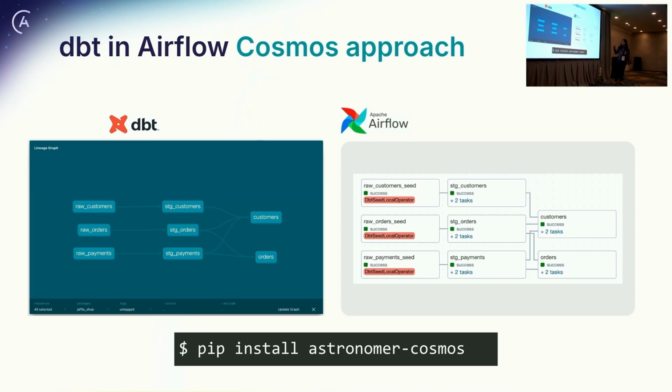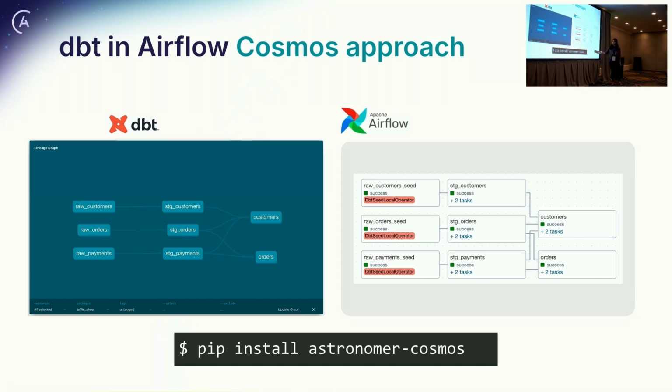So about Cosmos. Cosmos is an open source library, Apache 2. You can install it using pip install astronomer-cosmos. It is not specific to Astro. So if you're using MWAA, if you're using GCP, if you have your own deployment of Airflow, you can just use and try it. Of course, since we work for Astronomer, if you would like to try Astro, it would be amazing. There is a free trial, but you don't have to.